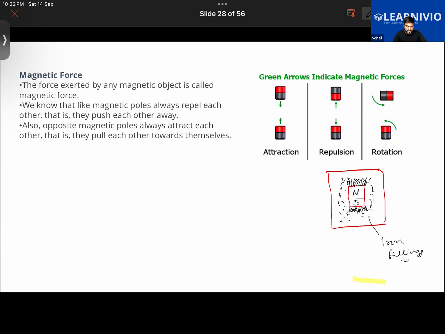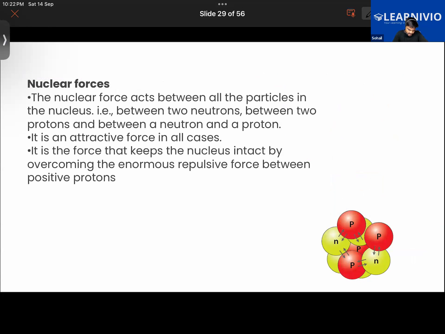Nothing too technical about it. Then we have one more type of force. Usually you might not have studied it, but let me just tell you about the nuclear force. Nuclear force arises inside the atoms. If you were to look at a given atom, this is the structure of an atom. This is where the electrons are present. Let me just draw the structure.